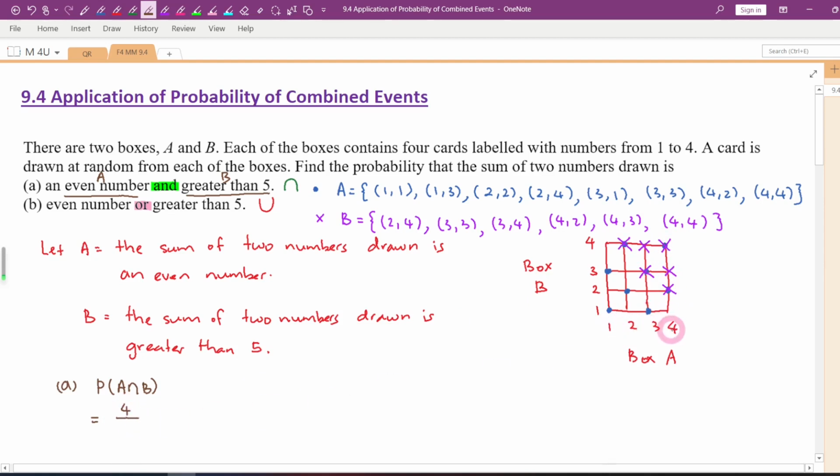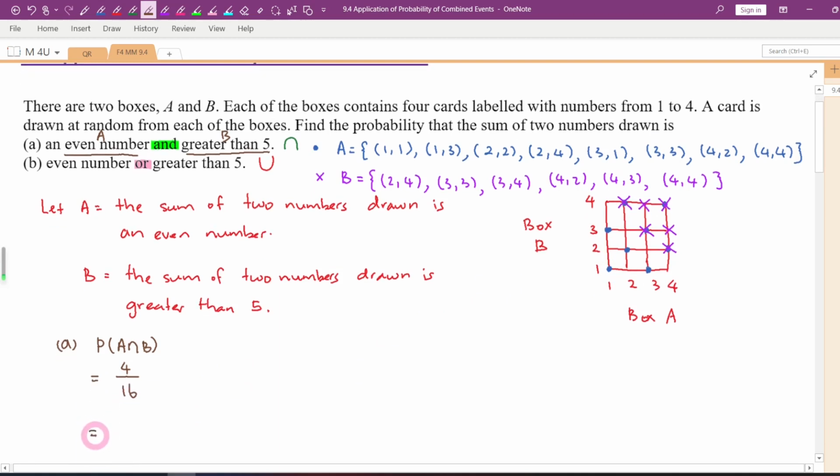Box A contains 4 cards, box B contains 4 cards. For 4 times 4, you will get 16. So the number of elements for the sample space is 16. 4 over 16. So if you simplify it, you will get 1 over 4. This is our answer for part A.